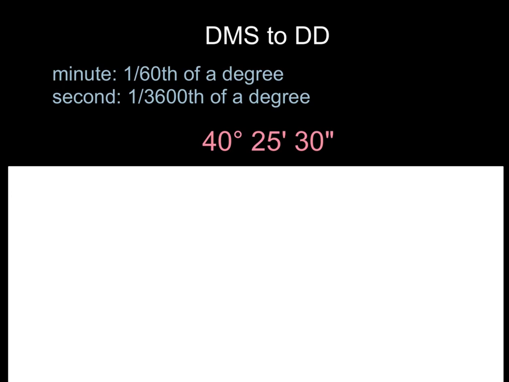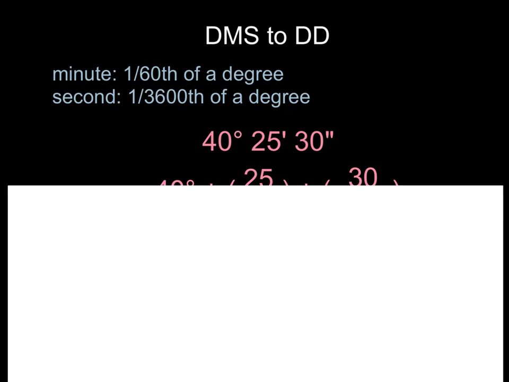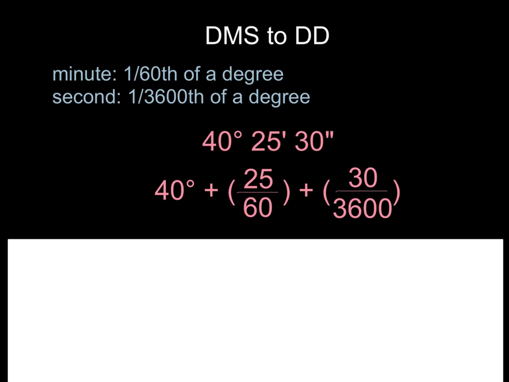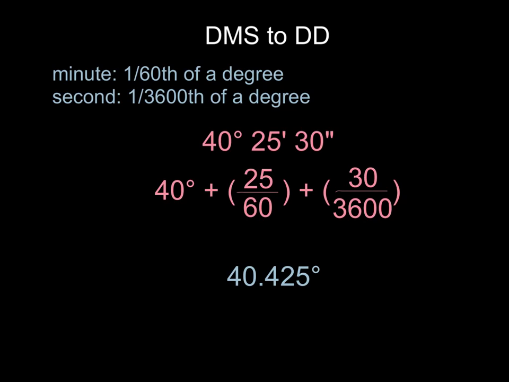You can also switch it from DMS form back to degrees as long as you remember each minute is 1/60th of a degree and each second is 1/3600th of a degree. If you take 40 degrees, 25 minutes, and 30 seconds and want to turn it back into degrees, you can use the information given to write your equation. After you simplify the equation, you should get 40.425 degrees.